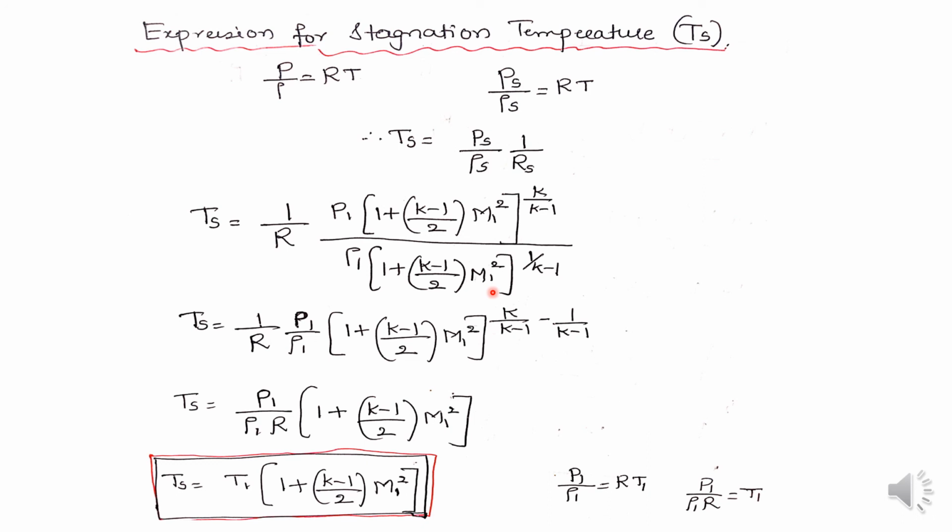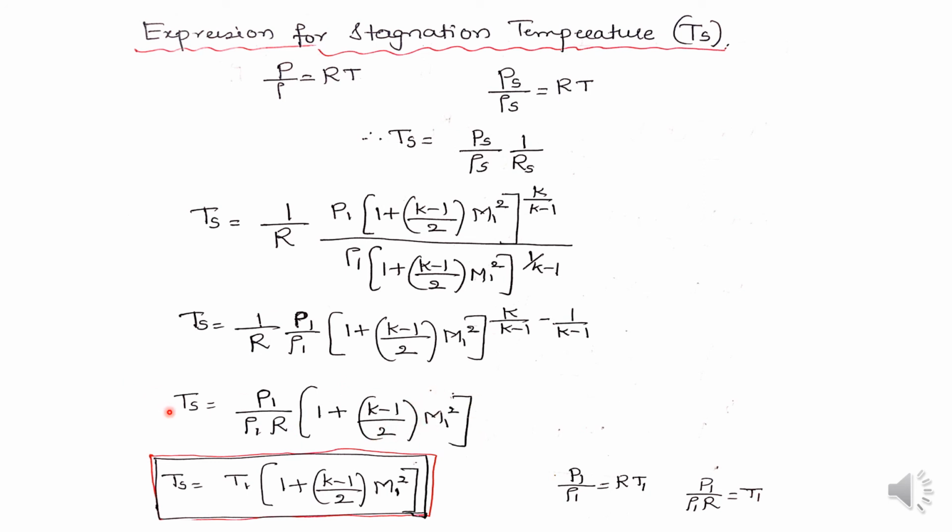So I can take this equation to the numerator side. I will write that stagnation temperature will be equal to 1 divided by R into P1 divided by rho 1 into (1 plus (k minus 1) divided by 2 into M1 square) to the power k divided by k minus 1 minus 1 divided by k minus 1. So the LCM will be k minus 1 only. In the numerator also I will get k minus 1, so k minus 1 gets cancelled. My final expression will be: stagnation temperature is equal to P1 divided by rho 1 into R, in the bracket 1 plus (k minus 1) divided by 2 into M1 square.